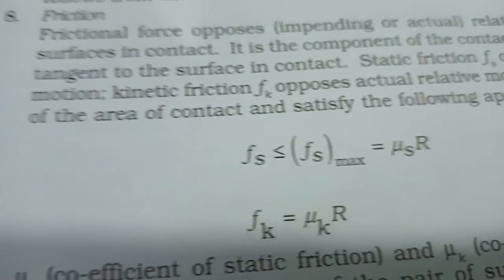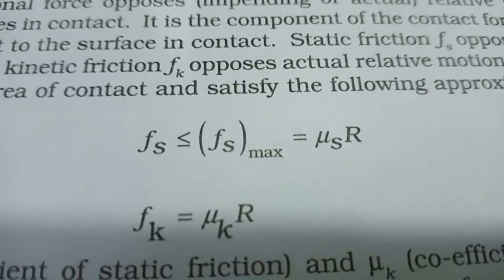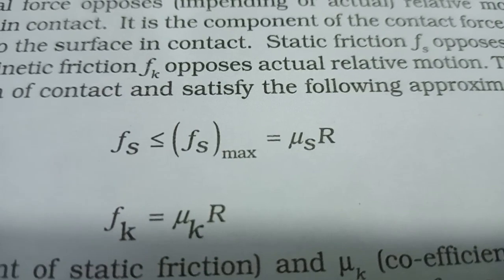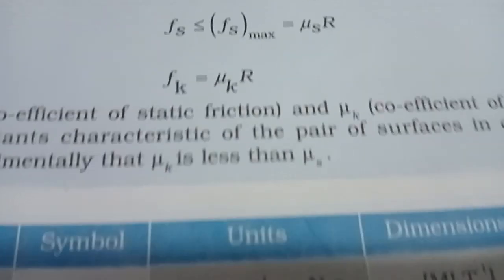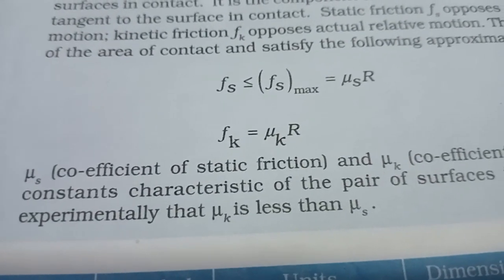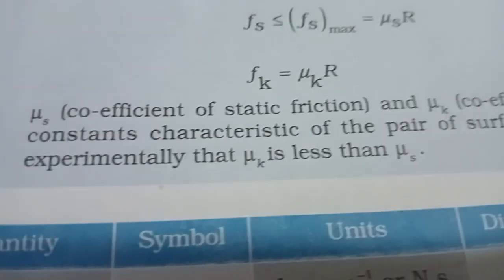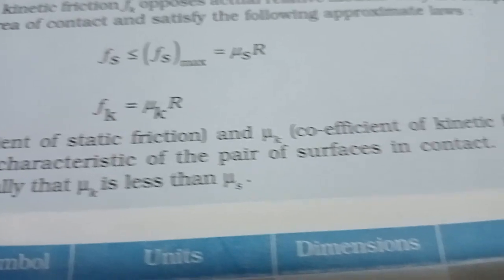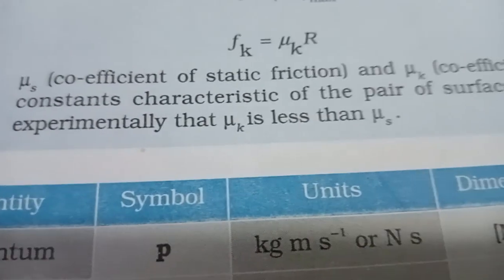They are independent of the area of contact and satisfy the following approximate law. fs is smaller than or equal to fs maximum, which is equal to mu_s R, or fk is equal to mu_k R. mu_s is the coefficient of static friction and mu_k is the coefficient of kinetic friction. R is the normal reaction. They are constant characteristics of the pair of surfaces in contact. It is found experimentally that mu_k is less than mu_s.